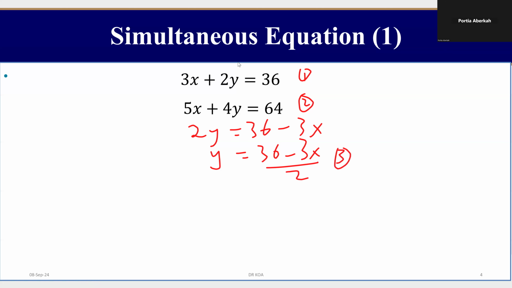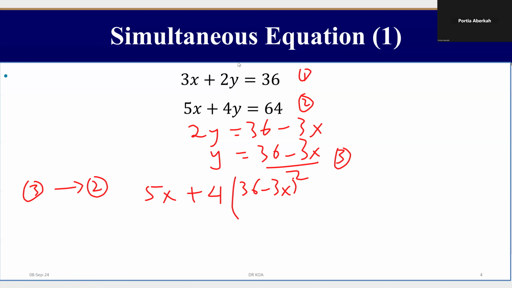You can now drop equation 3 into equation 2. So that means you have 5x plus 4y, but instead of the y, you put what you have, which is 36 minus 3x, all divided by 2, equal to 64. At this stage, you can cancel the 2 and the 4, leaving 2. Now you have 5x plus, you can expand. 2 times 36 is what? 72.